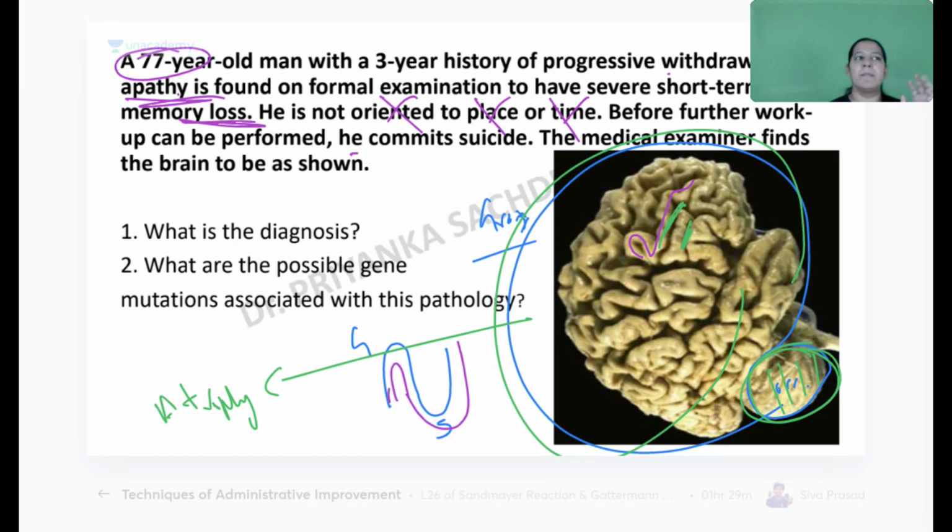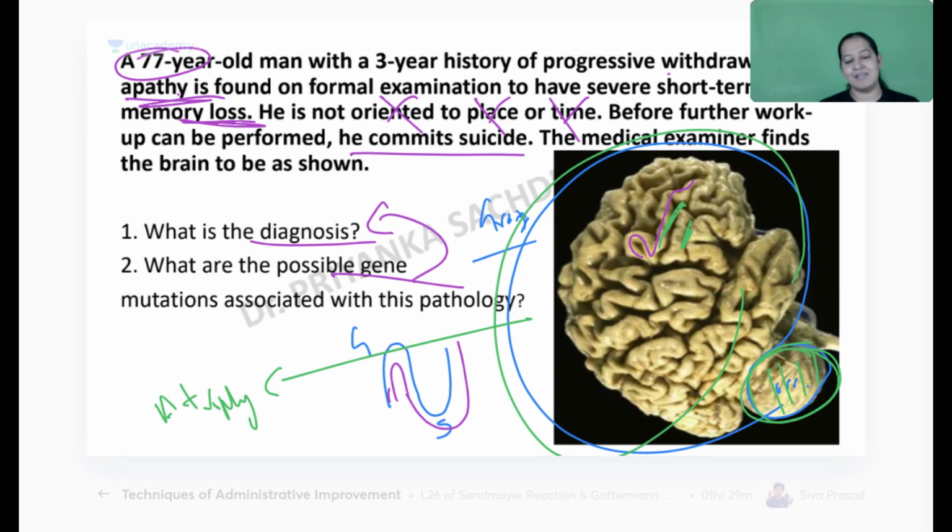Before further workup, he commits suicide. He was depressed, and now he commits suicide. So we have done the autopsy. In autopsy, we take the brain out. This is the brain. What is the diagnosis? Tell me the gene mutation which is responsible for this diagnosis. So 2 questions. Number 1, diagnosis. Number 2, mutation responsible for the diagnosis.